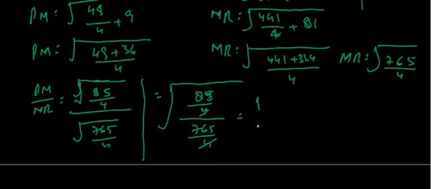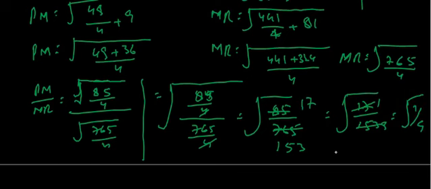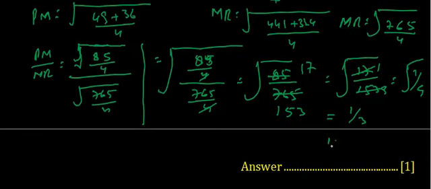Simplifying, dividing by 5 and then by 17, it becomes 1 upon 9, so the square root gives 1 upon 3. It becomes a little lengthy, but it is easy. If you feel any problem, you can write a comment, I will reply.